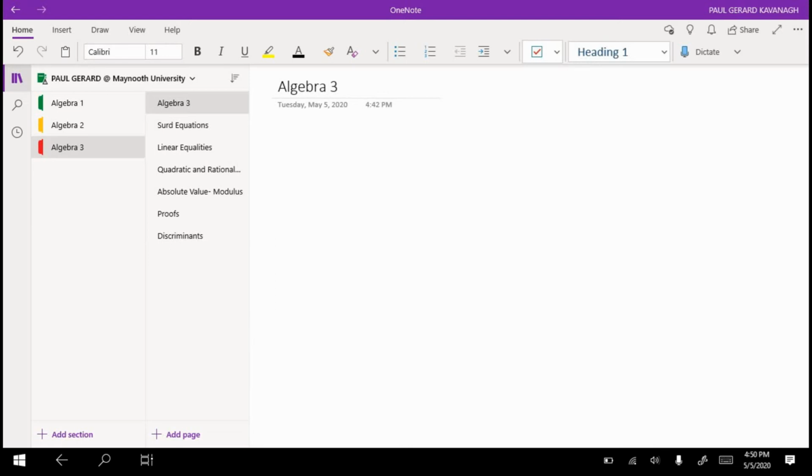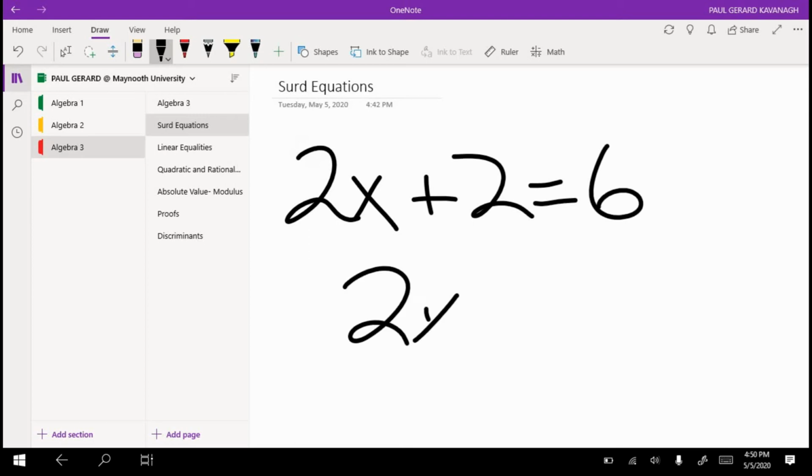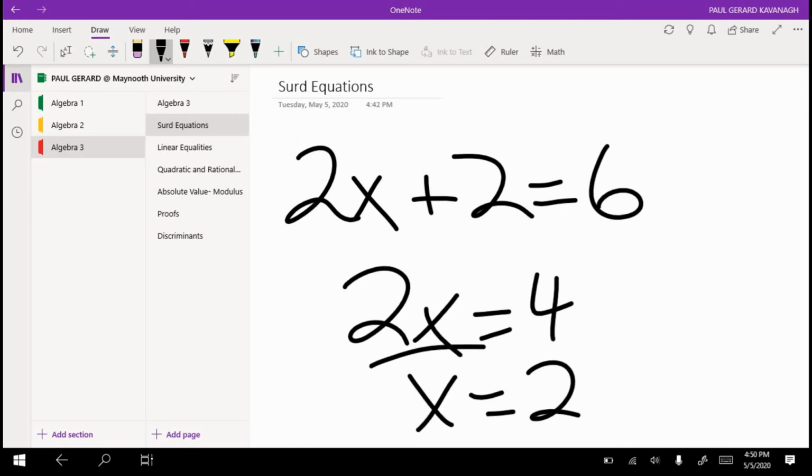Okay, so the first topic we're going to look at is surd equations. As you know, surds are basically square roots or roots. Roots are points in an equation that represent the unknown. So if I say 2x plus 2 is equal to 6, you have 2x is equal to 4, x is equal to 2. So that would be a root.